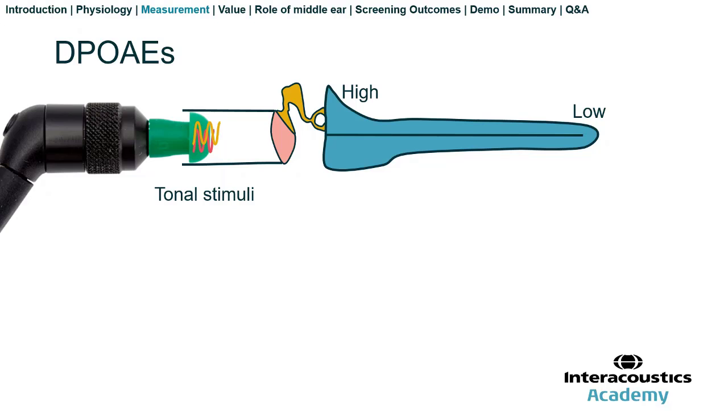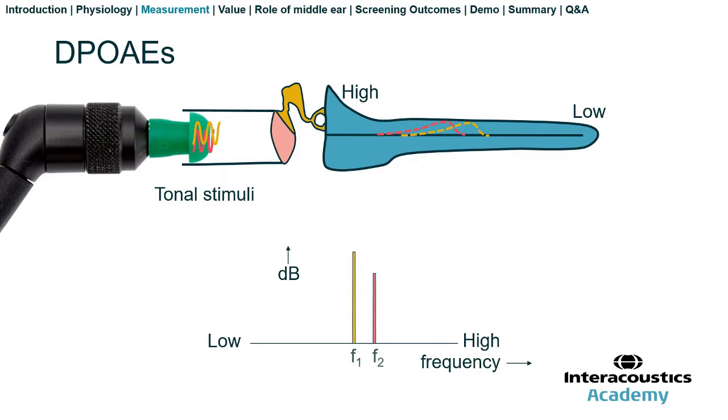When you present these tones, you get an envelope pattern on the basilar membrane itself, and it's within the overlap of these envelopes that the OAEs are generated. This graph down here shows low frequencies to high frequencies, the 2 tones, and your envelope patterns. The OAE is the dark area.